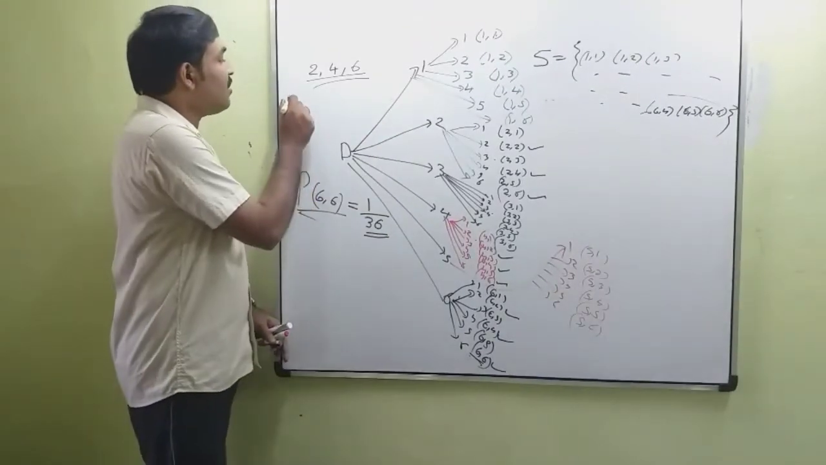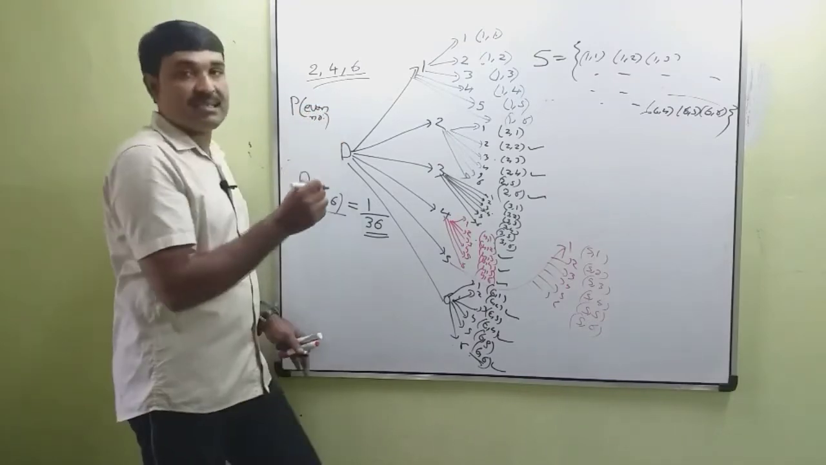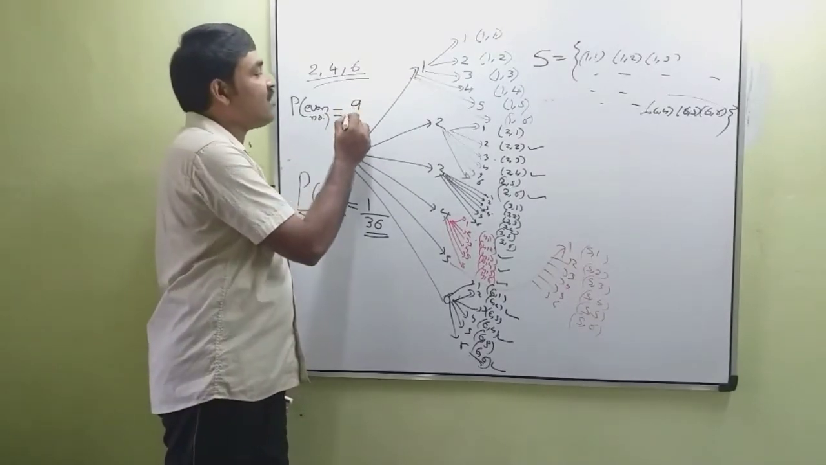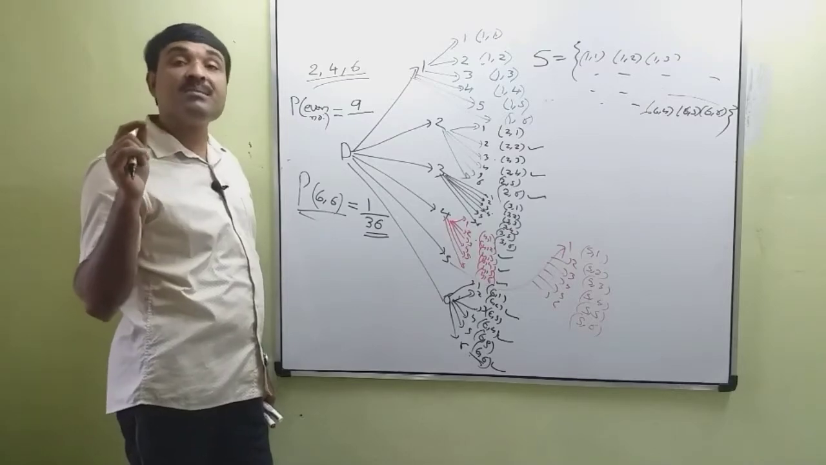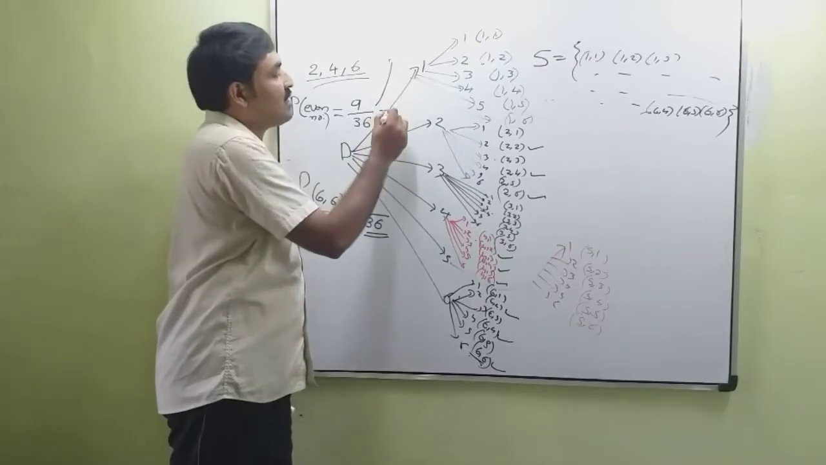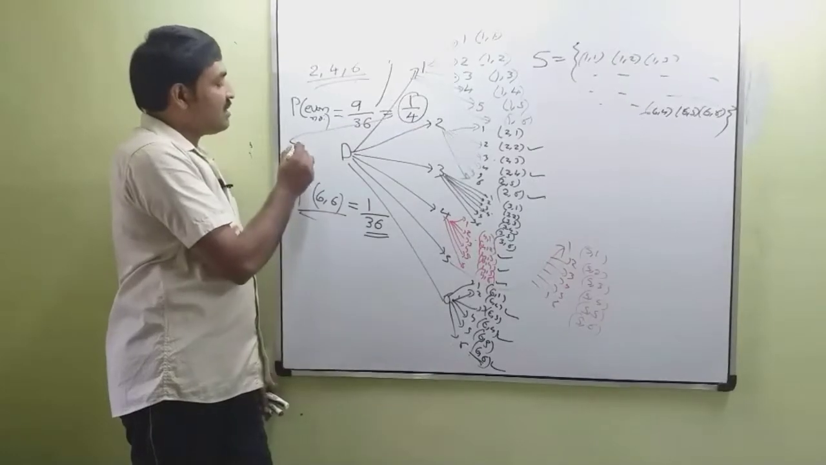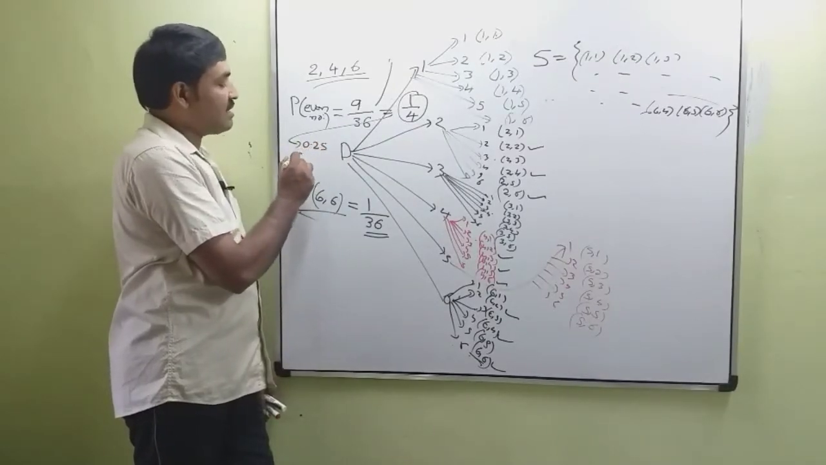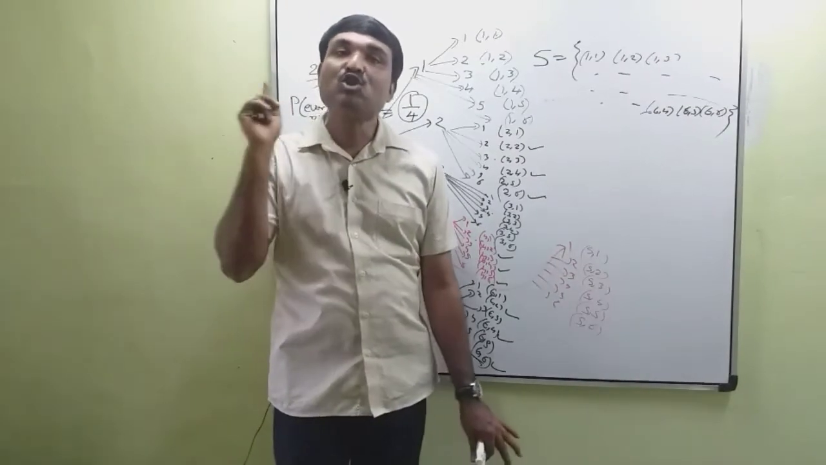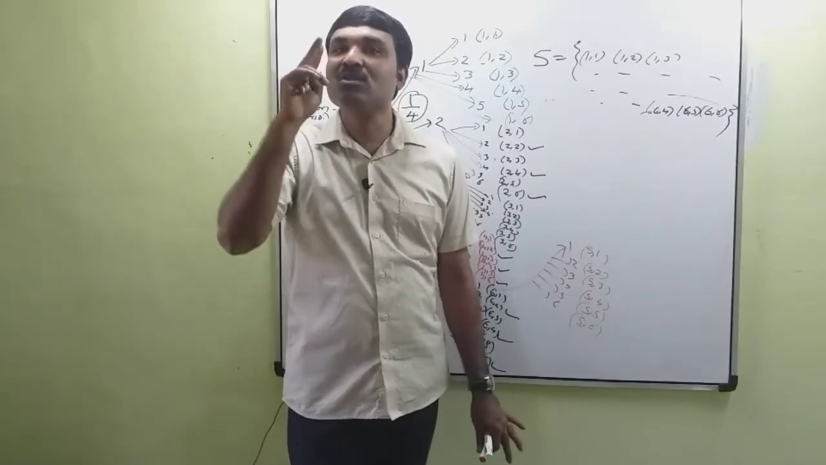So the probability of getting even numbers in both cases is equal to the number of favorable outcomes, that is 9, divided by the number of possible outcomes, that is 36. So the probability is equal to 1 divided by 4. 1 by 4 is equal to 0.25, that is 25%. So there is a probability of 25% for getting an even number in both throws.